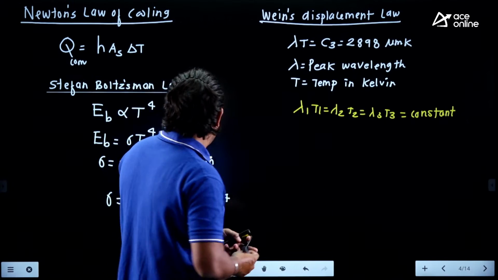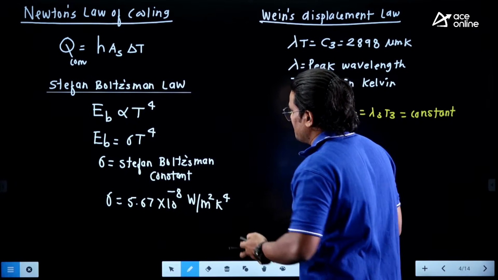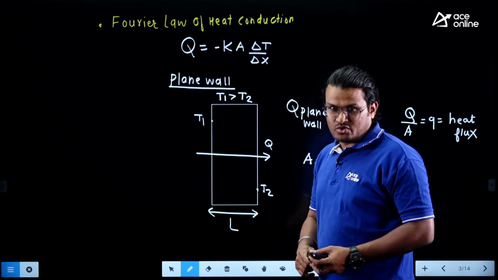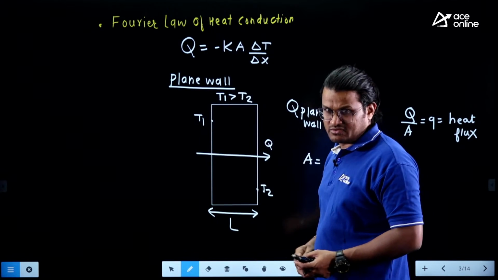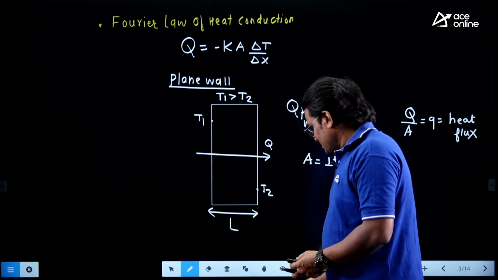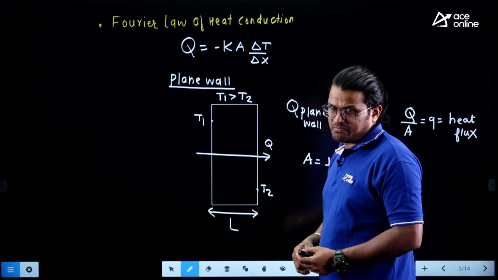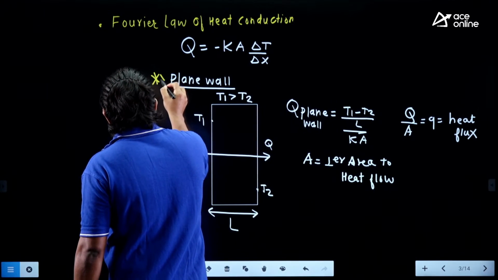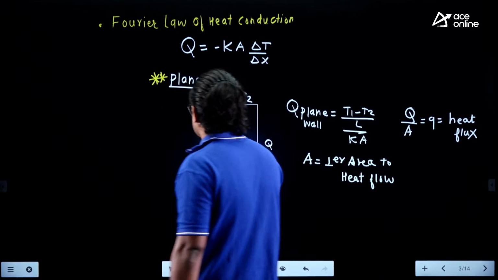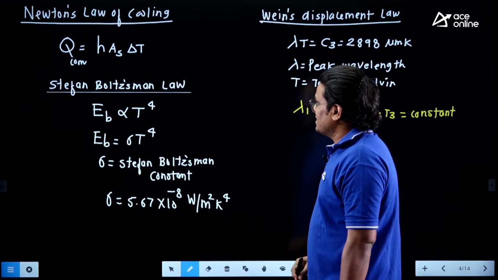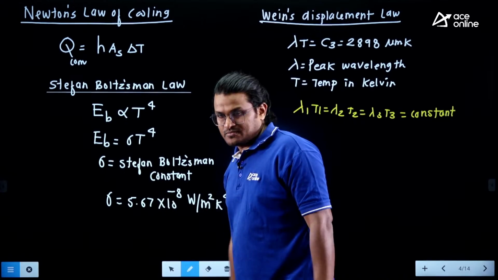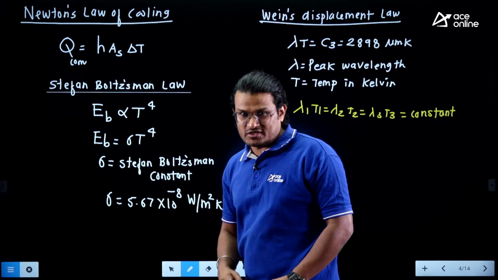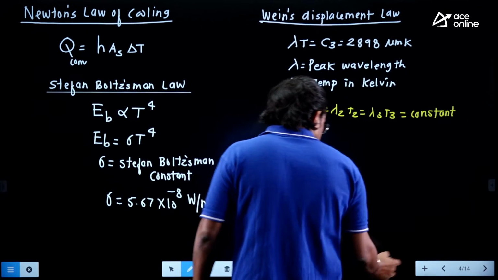Okay, that one. So suppose you take this heat transfer, first of all, Fourier law you should know. You should know about thermal conductivity also. Then plane wall equations are important. So once again I am telling you, you need to take this as very important, especially the plane wall equation. Then you have Newton's law of cooling. Then you have Stefan-Boltzmann law, and you have Wien's displacement law. That is important, right?